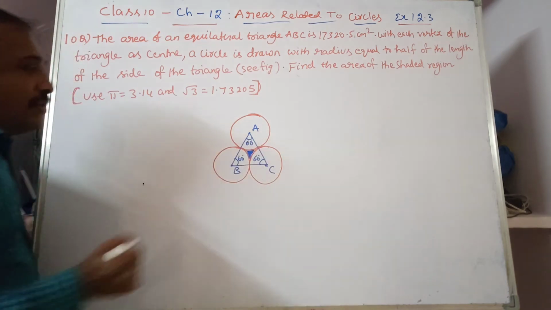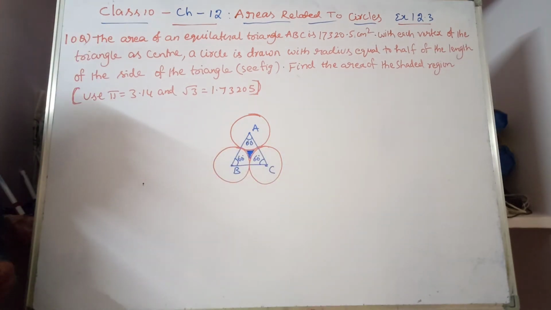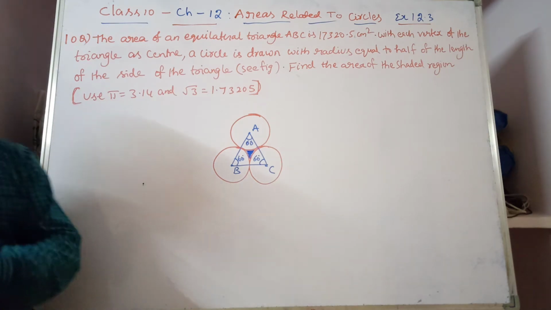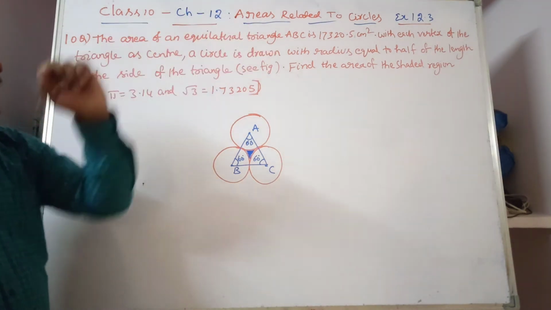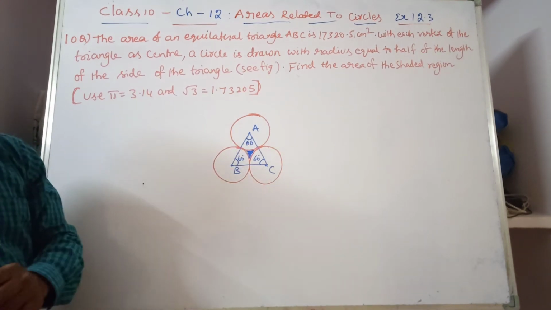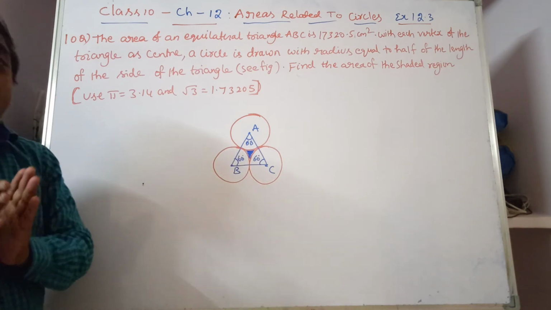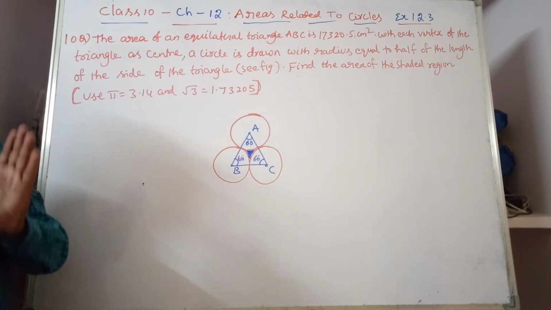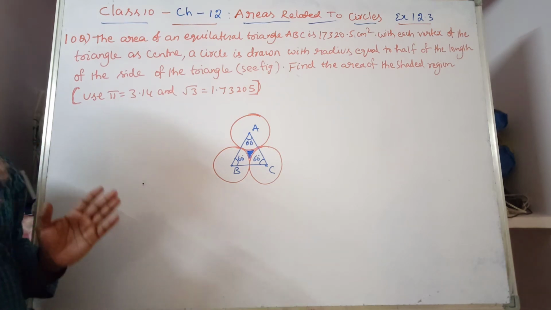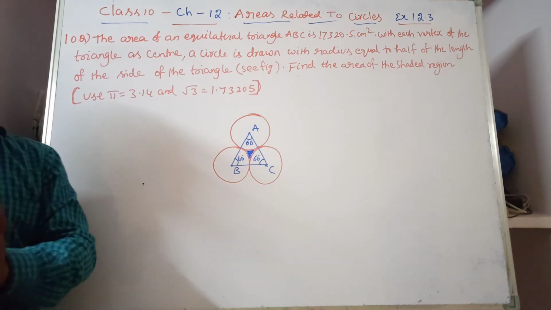So how can you find the area of the sector? Theta by 360 into pi r square. Do we know the radius? No. We have to find it. How can we find it? Observe that the area is given and the triangle is an equilateral triangle. Yes, very good. Area of equilateral triangle is 17,320.5, which is the area of this full triangle. So we know the area formula. By using that we need to find the side of the triangle.